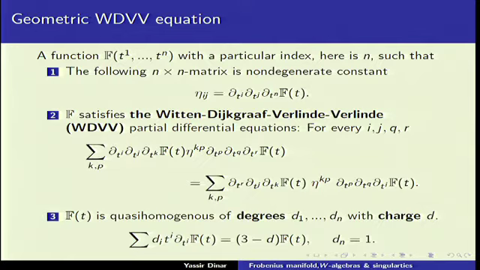Okay, and we are looking for this function so that it is quasi-homogeneous. You give some degrees to the variables ti, and when the Euler field acts on f, it gives you some degree. In this case it is 3 minus d, with the normalization dn equal to 1. Here d is called the charge, and these degrees are called the degrees of the Frobenius manifold. Before we go further, I have to give you some examples.